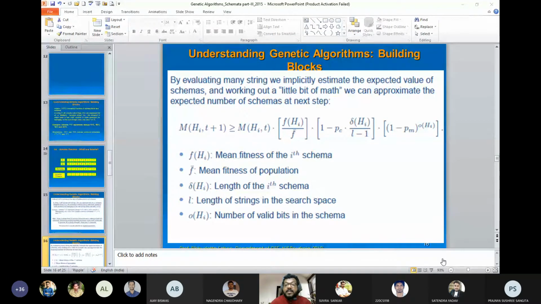Okay, mean fitness of the ith schema. Fi is the mean fitness of the population. You can compare this with the example of finding the solution to f of x square. That is the x value and x square value. Let us say the fitness is y equal to x square, or f of x equal to x square. So this will calculate f of hi.